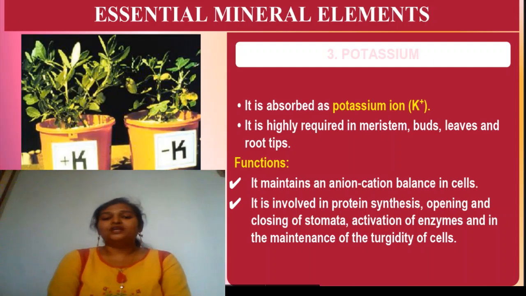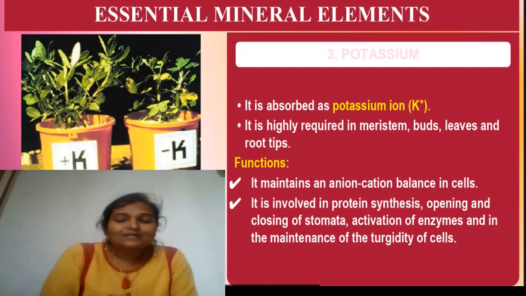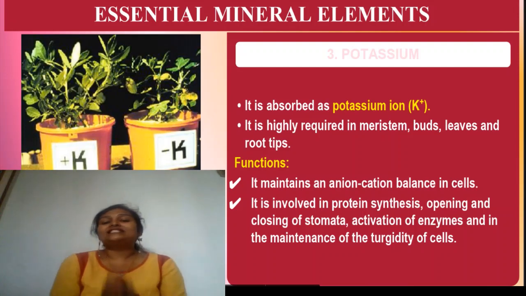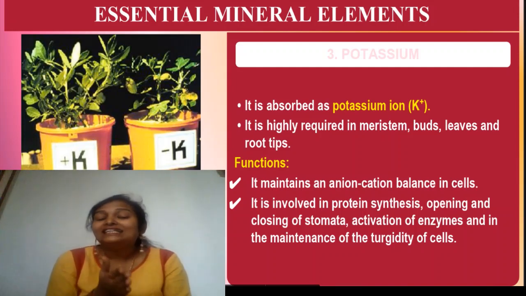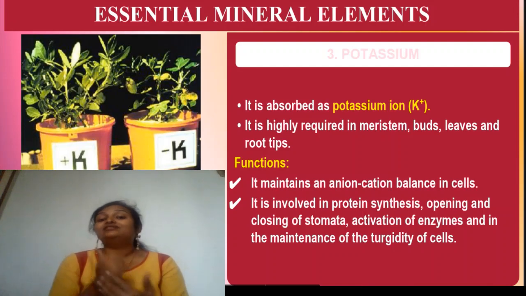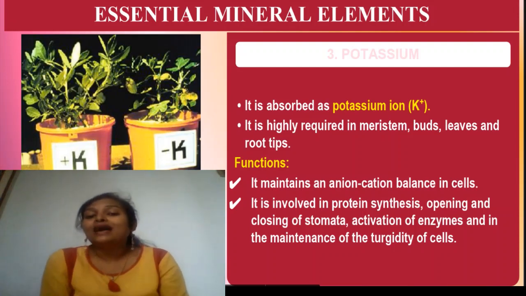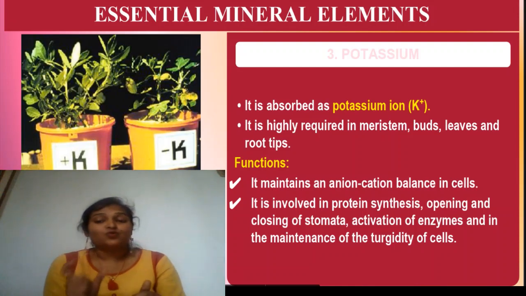Okay. So the next element is which one? That is potassium. So potassium is absorbed in the form of which one? That is the potassium ion, K plus, and it is also highly required in which one? That is the meristem. And remember, students, it's a monovalent cation. Please remember this. Potassium is which one? Monovalent cation, and it is in free form. Remember this, it is in free form. And here potassium is highly required in the meristem, even in the buds, leaves and root tips for the growth of the plants, and it is going to maintain the anion and cation balance in the cells, especially during the opening and closing of the stomata, as you have already studied in transport in plants, the mechanism.